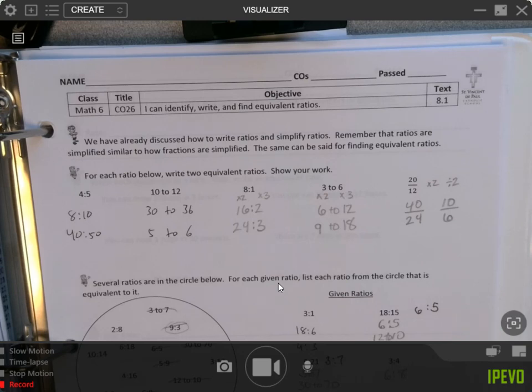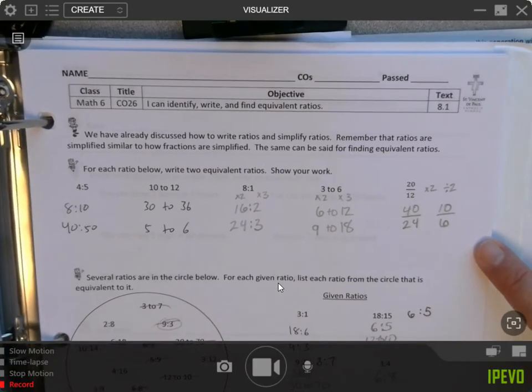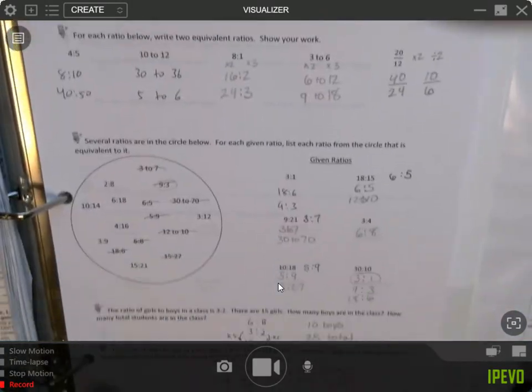Good morning. Today we are correcting CO26, identifying, writing, and finding those equivalent ratios. Remember, this is very similar to equivalent fractions, multiplying or dividing all the numbers by the same scale factor, that same number. So I believe we did all the top ones together. So let's look at our circle.